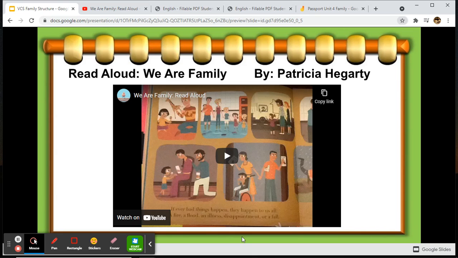Now it's time for the read aloud. The story talks about the different types of families, how families work together, how they may look different, and how some may look the same.